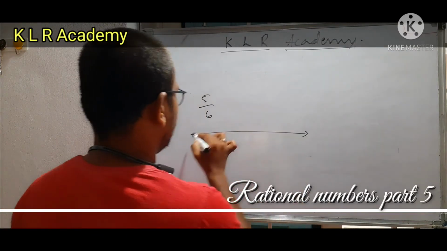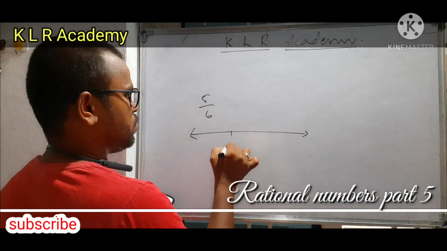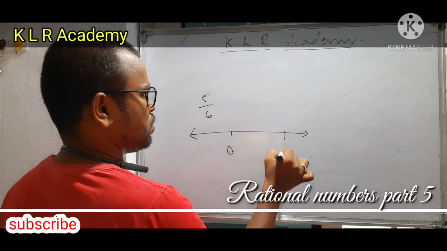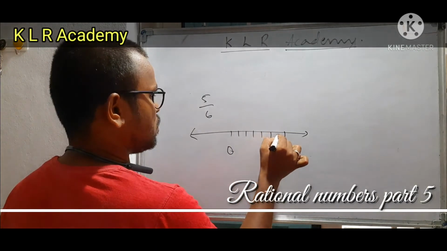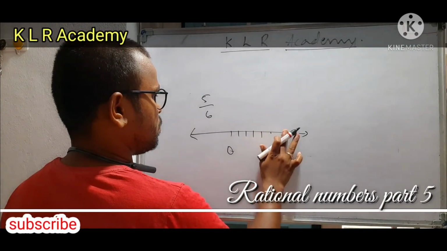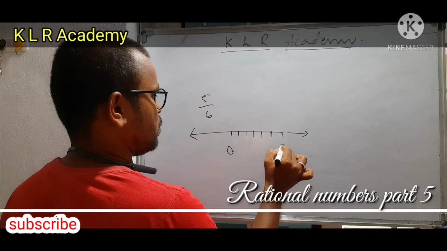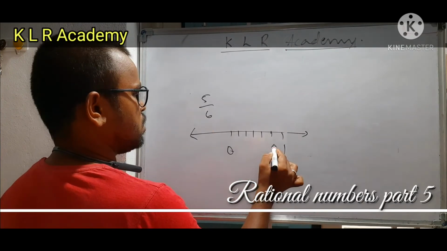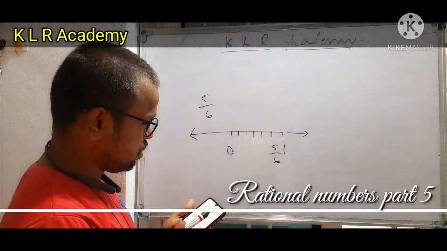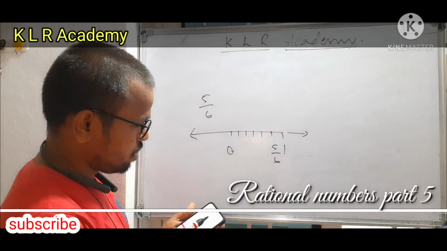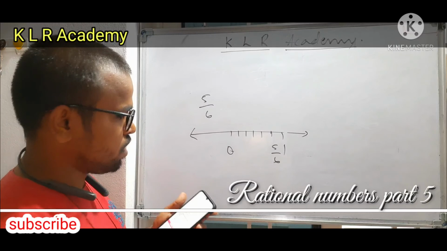Right. It is a proper fraction. 0, 1, 2, 3, 4, 5. This is 6. Okay, 5 by 6. This is 5 by 6. How many do you want? 5 rational numbers. Write 5 rational numbers which are smaller than 5 by 6.